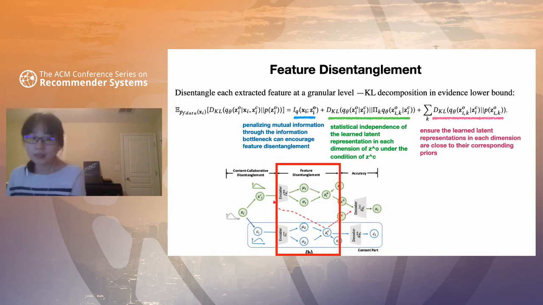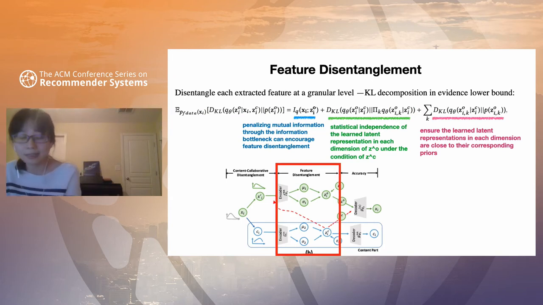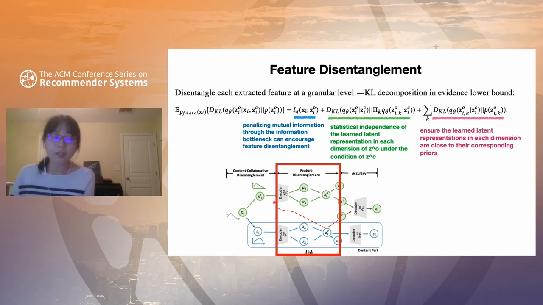Then in the second step, for the feature disentanglement, we further decompose the KL term in the evidence lower bound, and we have three components as shown here. We analyzed each component's representations, and based on them, we reconstruct our final loss function to encourage feature disentanglement within each type of information at a granular level. For details, please look at the paper. And the third step, please look at the paper.